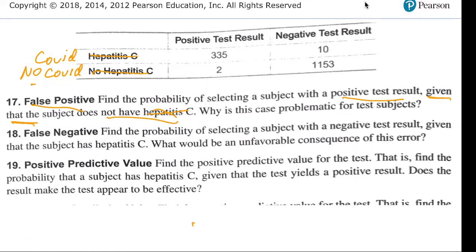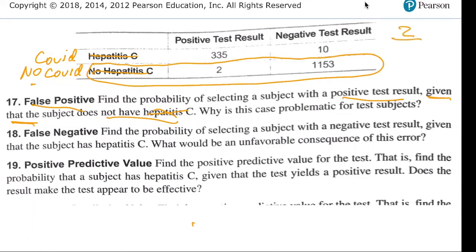So no COVID, that's my given, that's this row. So the positive test result is 2 out of, well, we have to add those, 1155. That's a pretty small probability. So it's problematic for those that get the false positive because they may not be allowed to go to work, not allowed to be around family members, even though they don't have COVID.